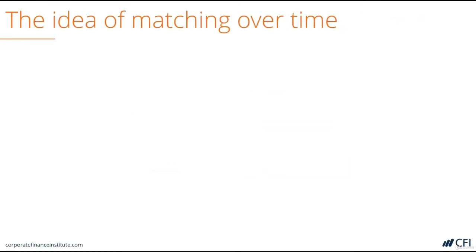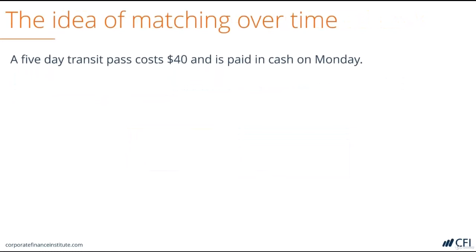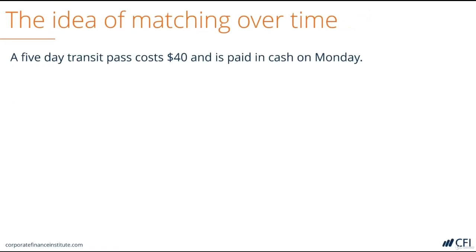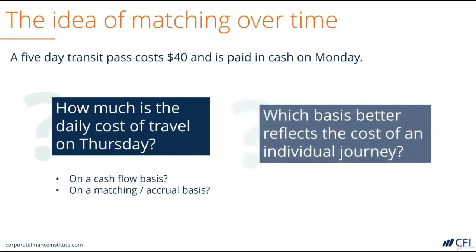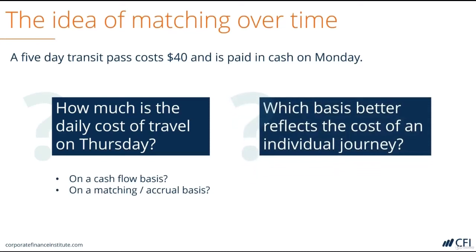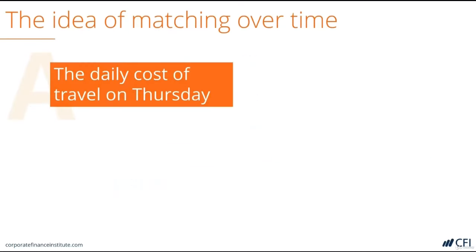To illustrate the concept of the matching principle over time, imagine a 5-day transit pass that costs $40 and is paid in cash on a Monday. In this scenario, how much is the cost of daily travel on Thursday? First, answer that question on a cash flow basis, and then answer that question on a matching or accrual basis. When you have answered the question, consider which method better reflects the cost of an individual journey, and which one better helps you plan your personal cash flow. Let's look at the answers now.